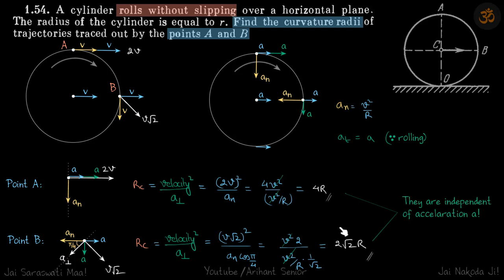You can see here that they are independent of acceleration. It doesn't matter how that acceleration is varying. As long as they are rolling without slipping, the radius of curvature of all the points on the cylinder is going to be independent of acceleration. If you have some doubts about how these accelerations came into the picture, refer again to problem 1.53.